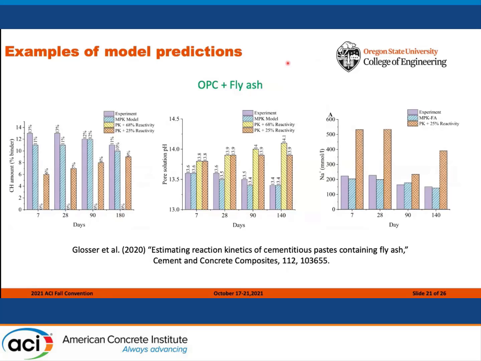Similar experimental comparisons can be made with systems containing fly ash. In this slide, we show comparisons of OPC fly ash systems with respect to calcium hydroxide content, pH of the pore solution, and sodium ion content. As you can see, the developed framework using the MPK model can predict the experimental data pretty accurately, but those that do not consider the MPK model and the reactivity of the SCM cannot provide a good comparison.